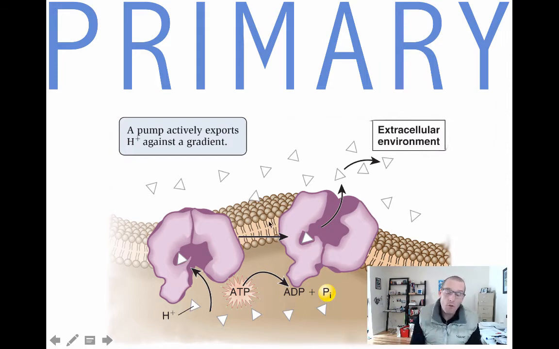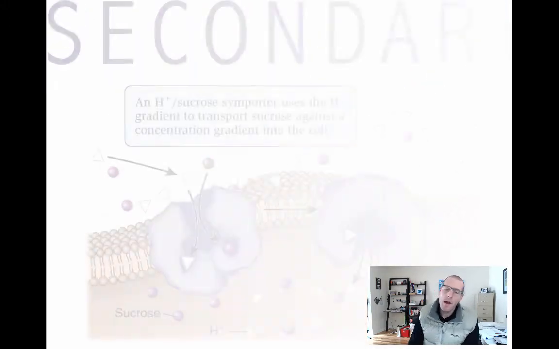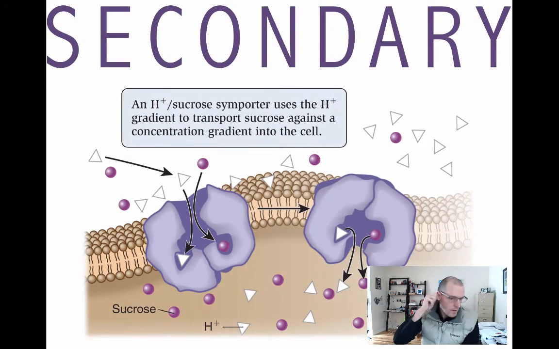It's used in lots of places, and as you get into cell biology and physiology, you're going to start looking at really concrete examples of this. But for now, it's enough for you to know that that's what primary active transport is. Let's compare that with secondary active transport. Now this is a little bit more complicated.